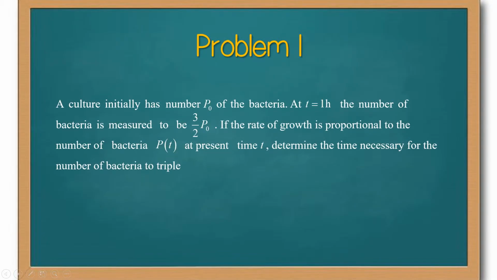A culture initially has a number p0 of bacteria. At t equal to 1 hour, the number of bacteria is measured to be 3/2 p0. If the rate of growth is proportional to the number of bacteria p(t) present at time t, determine the time necessary for the number of bacteria to triple.